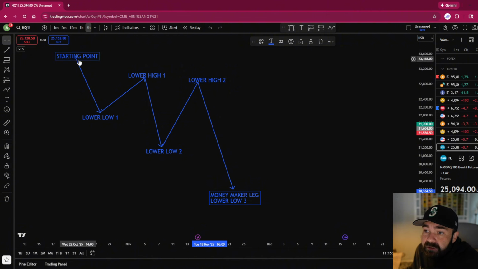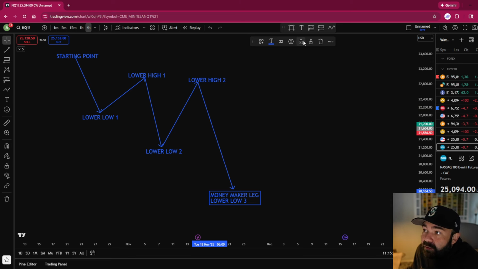So starting point, lower low, lower high, lower low 2 will come back to meet or exceed lower low 1 and create lower high 2. As long as this does not come up above lower high 1 or the starting point, you have the moneymaker leg presenting itself. That's this right here.